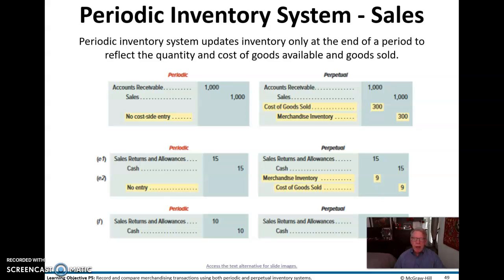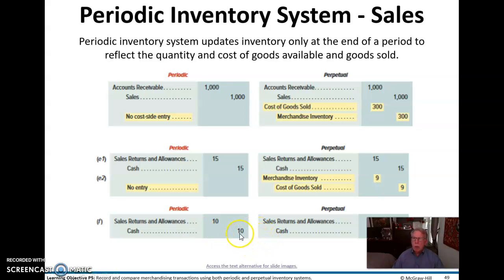And then if we make a sale now under periodic, we have no difference basically here under the revenue side, but there's no cost side entry. We don't know what that cost of goods sold is, that we do know under perpetual inventory. And then under a perpetual, we have no difference here under the sales side, but again, we don't show the cost side here. And lastly, under periodic, we have no difference here.